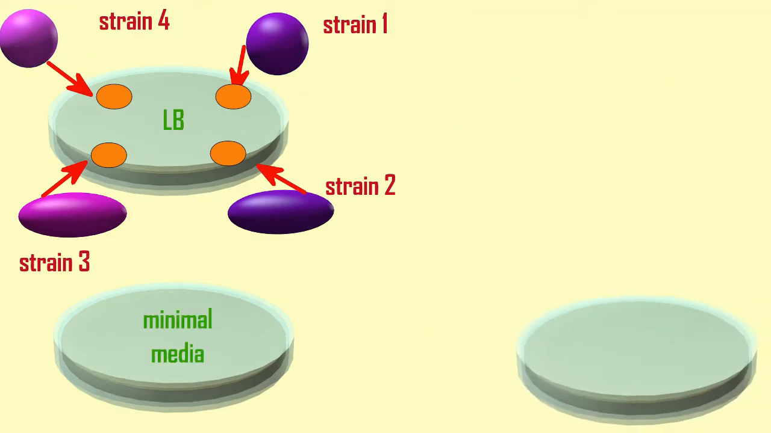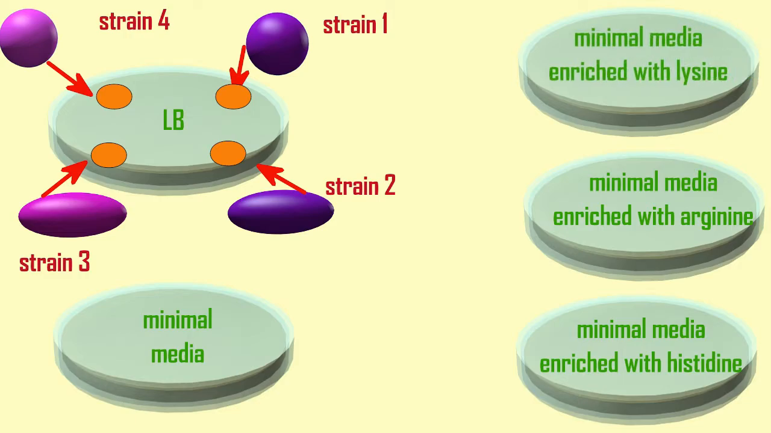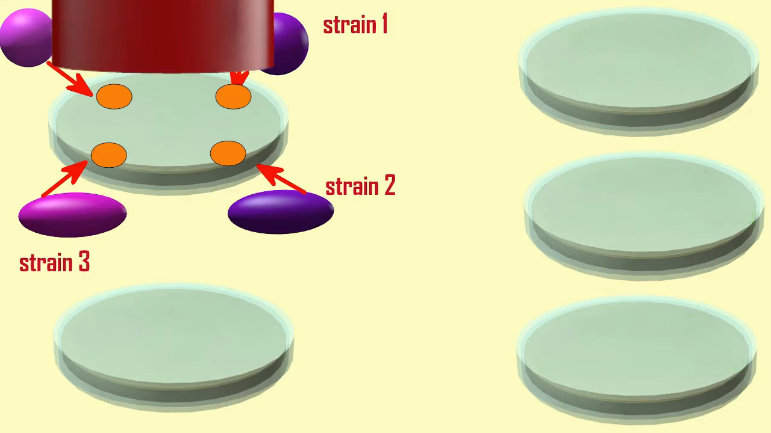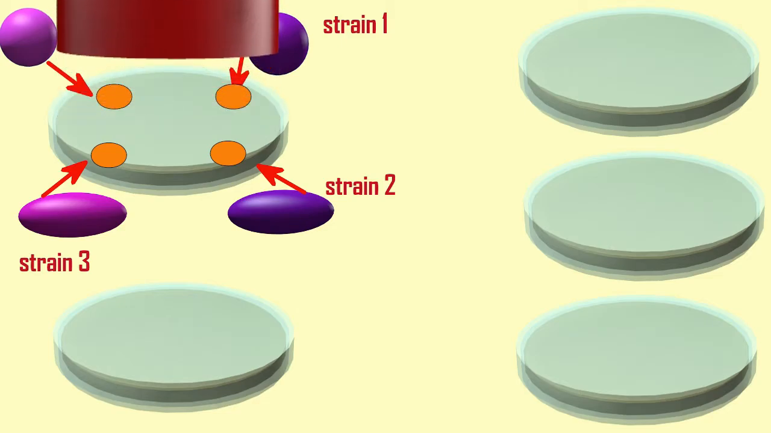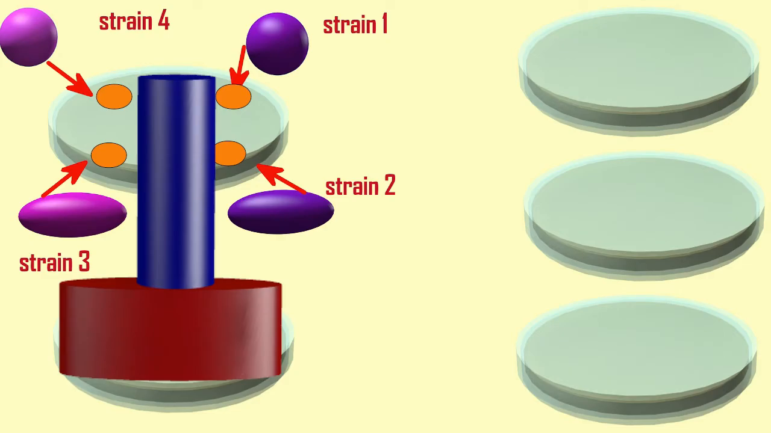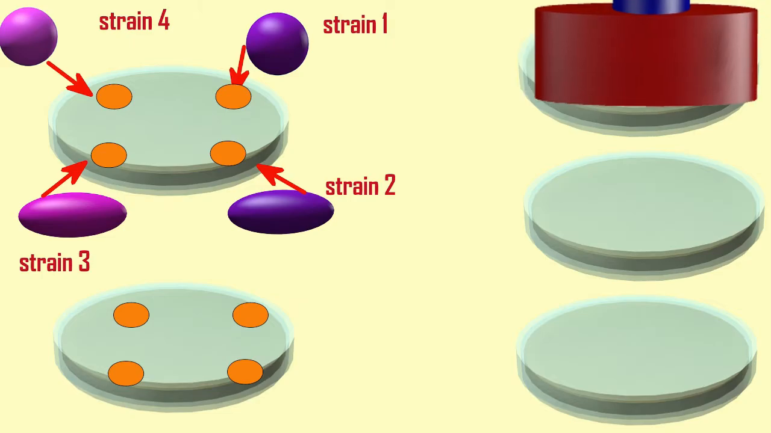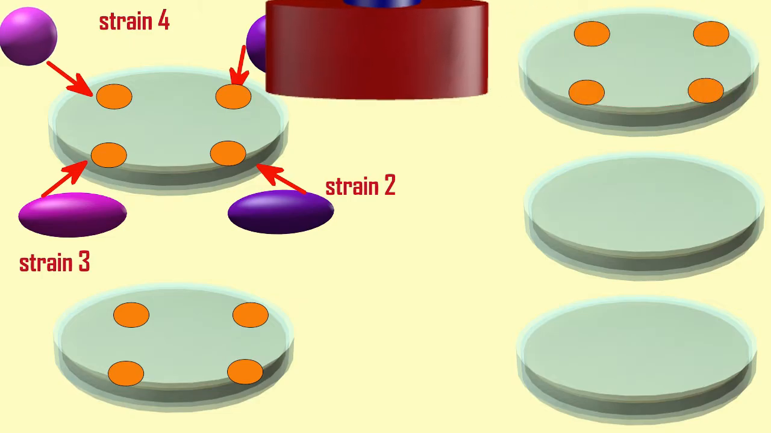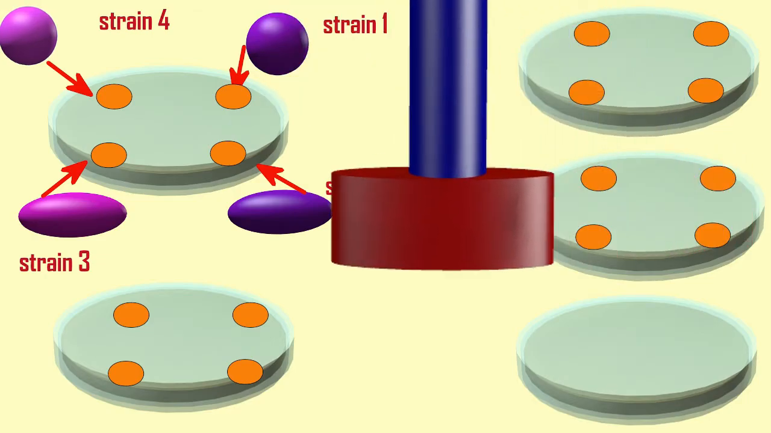If strains 1, 2, and 4 are auxotrophs, which require a specific nutrient in order to survive, which nutrient might that be? Well, we could prepare additional plates with minimal media, and we know that only strain 3 can survive on minimal medium, so the other 3 need something that minimal media does not contain. So we make 3 additional plates. One is composed of minimal media plus lysine, which is supplemented to it. The second plate is enriched with arginine, and the third plate is enriched with histidine.